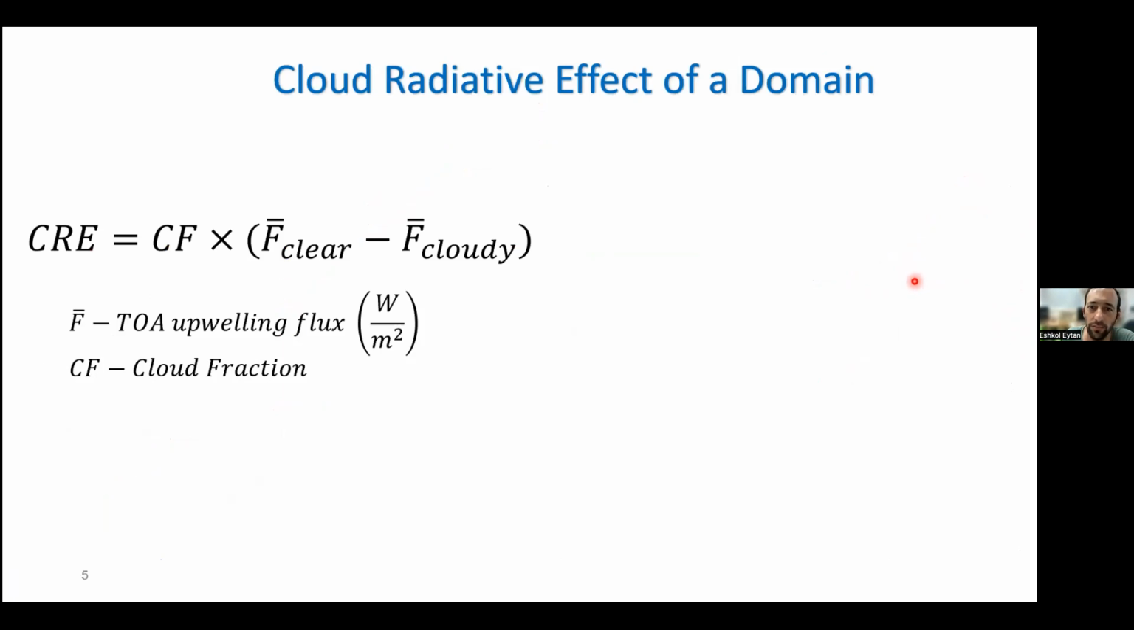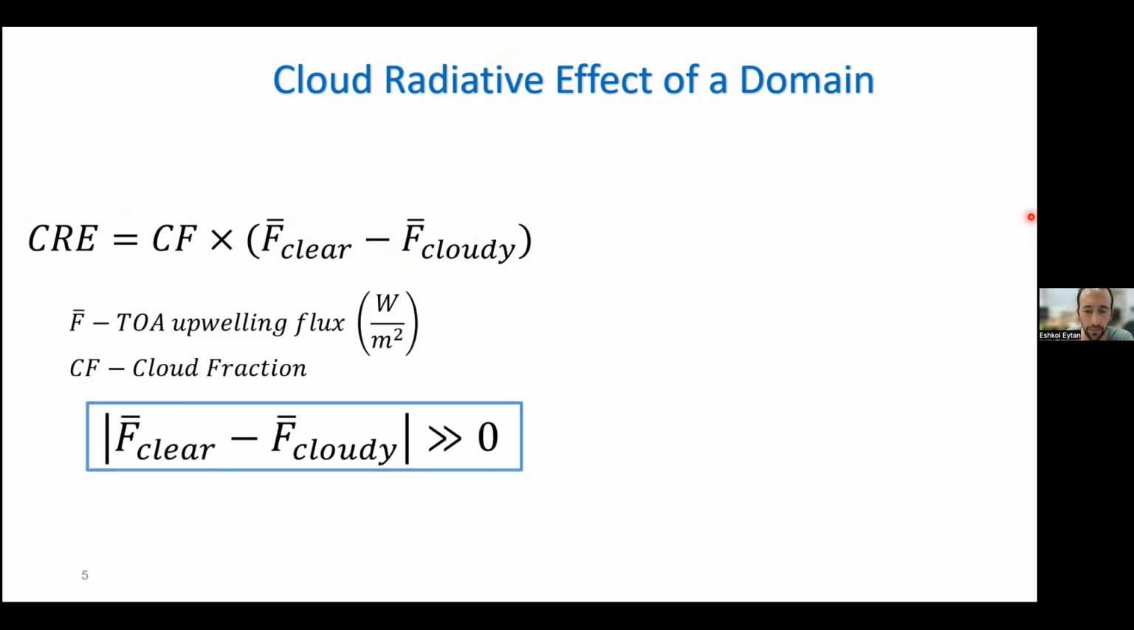And in order to quantify the cloud radiative effect of a domain, we can take the simplest equation given here, which is a function of the cloud fraction and also the difference between the average fluxes between clear sky and cloudy pixels, if we are thinking of a satellite image. And we know from what I've just shown you before from the IPCC reports, for example, that the cloud interacts strongly with radiation, both solar and thermal radiation. And so they have a strong local radiative effect.